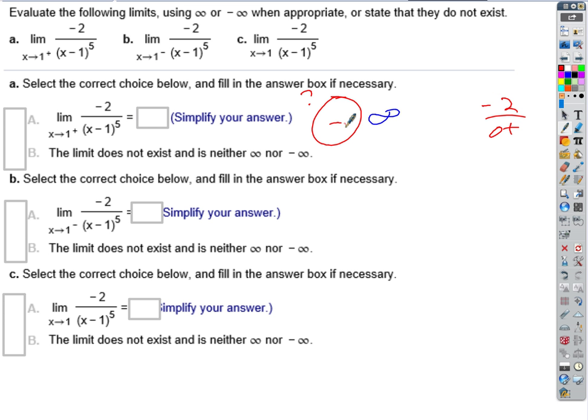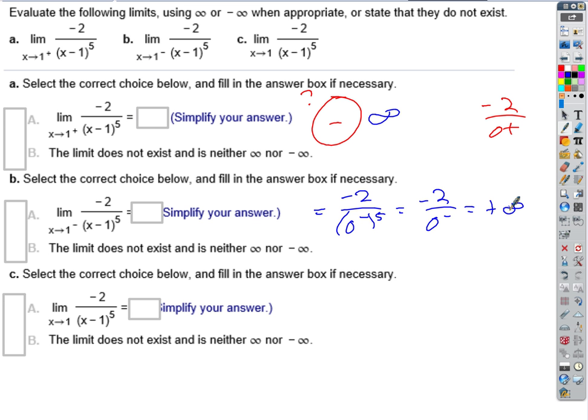Okay? What about here? If we do the same limit, only this time we're approaching 1 from the left. So does everybody agree this time we're going to get an answer like -2 divided by 0 minus to the 5th? So 0 minus to the 5th is still negative, right? So we're just going to still have 0 minus. Everybody agree? Okay. And so that's going to be positive infinity.